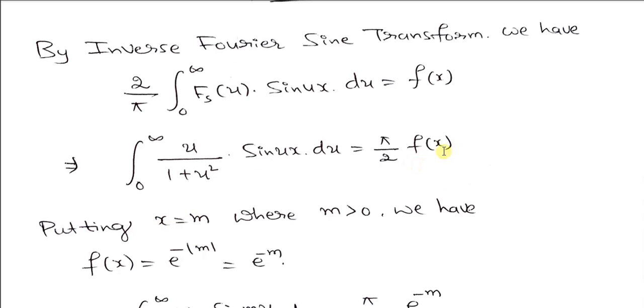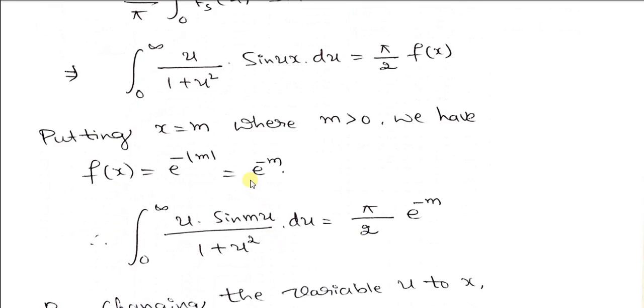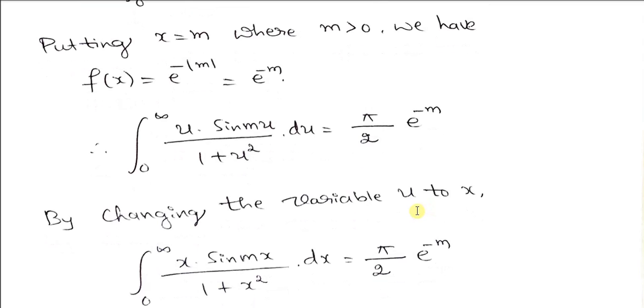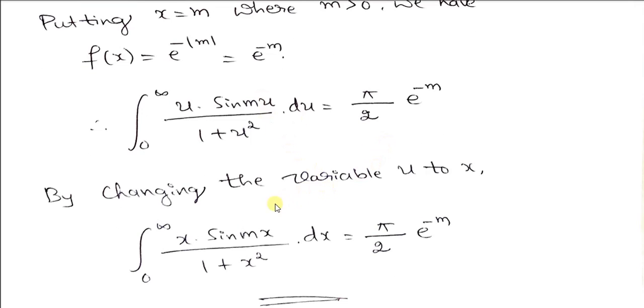Obviously f of x is e power minus mod x, or e power minus x, so it becomes e power minus m. Therefore, the integral is reduced to u into sine um, so it can be written as sine mu divided by 1 plus u square into du, equal to pi by 2 into e power minus m on the RHS. Now, to get the required answer, we change the variable from u to x. So we get integration 0 to infinity x sine mx over 1 plus x square into dx. That is what we want, and the answer is pi by 2 into e power minus m. So this is how we get the required deduction.